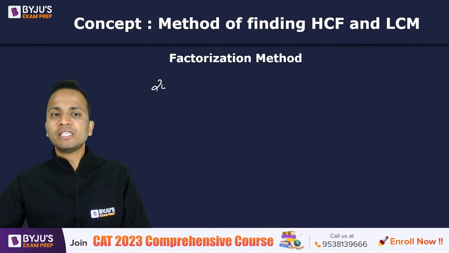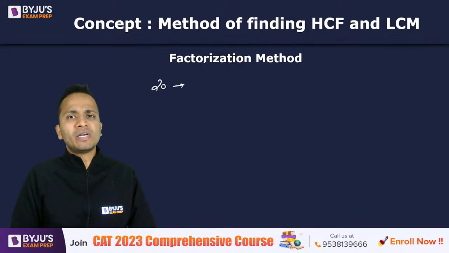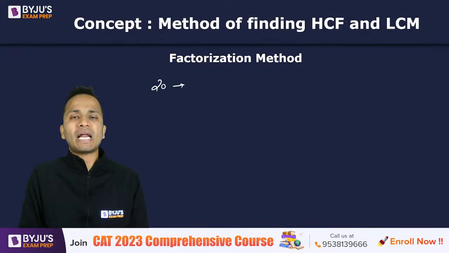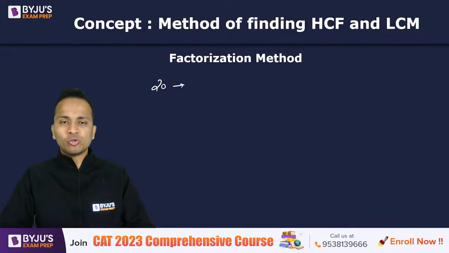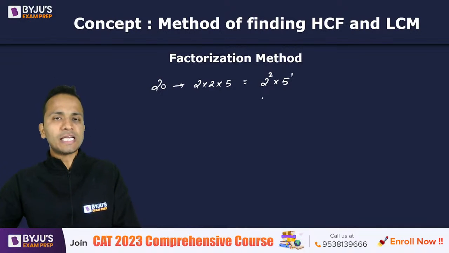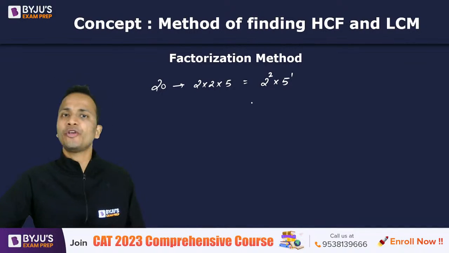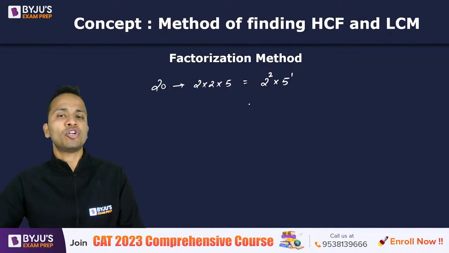So for the first number 20, I'll do its prime factorization. Now, what do we mean by prime factorization? Prime factorization means writing this number as the product of prime factors. So whatever smaller parts you can break it into, break it. So I can write 20 as 2 multiplied by 2 multiplied by 5, which can further be written as 2 raised to the power 2 multiplied by 5 raised to the power 1. This is the standard form in which you will have to convert your number. I'm doing the prime factorization of this number.